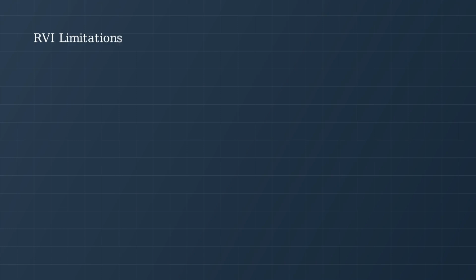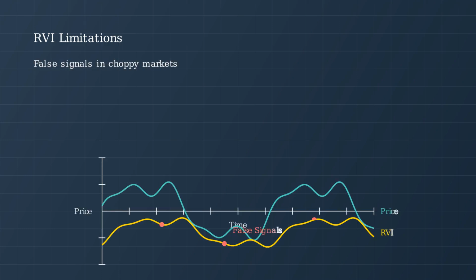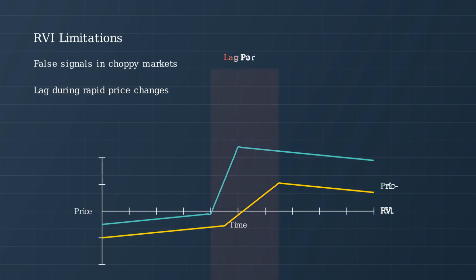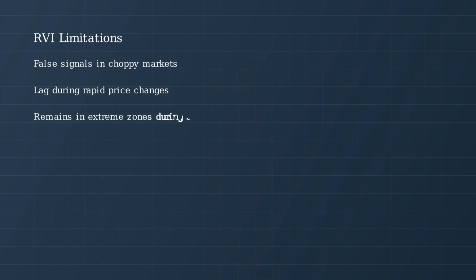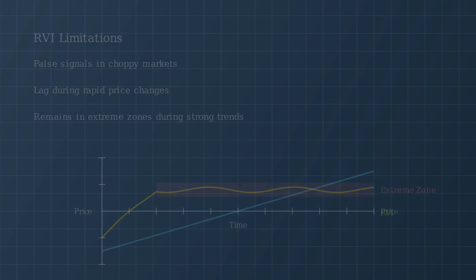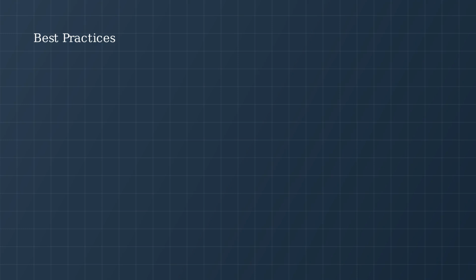The Relative Volatility Index, like all technical indicators, has limitations traders should be aware of. First, RVI can generate false signals in choppy sideways markets with no clear trend direction. Second, the RVI tends to lag during rapid price changes, potentially causing delayed entry or exit signals. Third, during strong trends, RVI can remain in extreme zones for extended periods, making it difficult to identify reversal points. Understanding these limitations helps us develop best practices for using the RVI effectively.